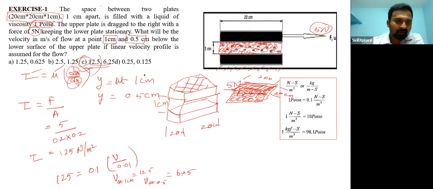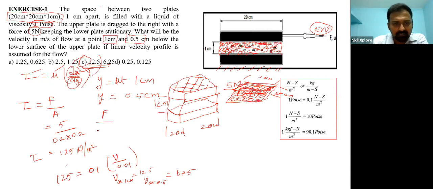By using the concept of viscosity, we are able to solve this problem. For explaining purposes, I have taken 5 to 10 minutes to solve this problem. In your examinations, don't try to elaborate everything. If you understand the concept of viscosity, just apply this equation directly. Then it can be easy to solve.